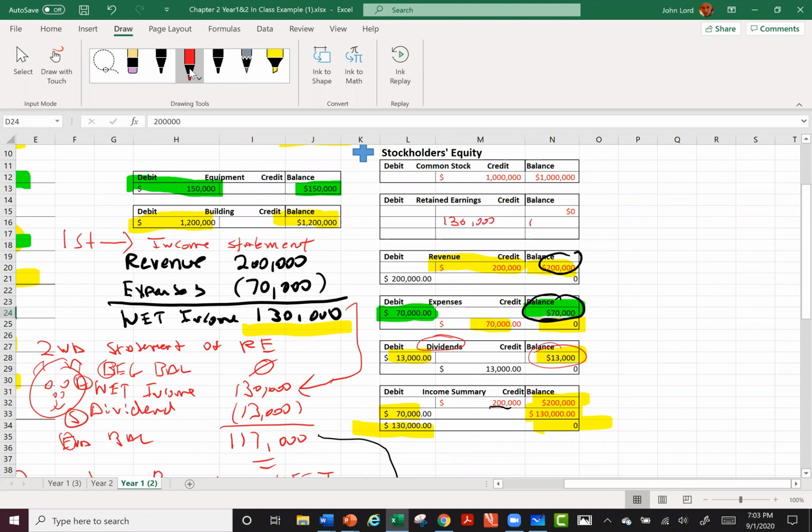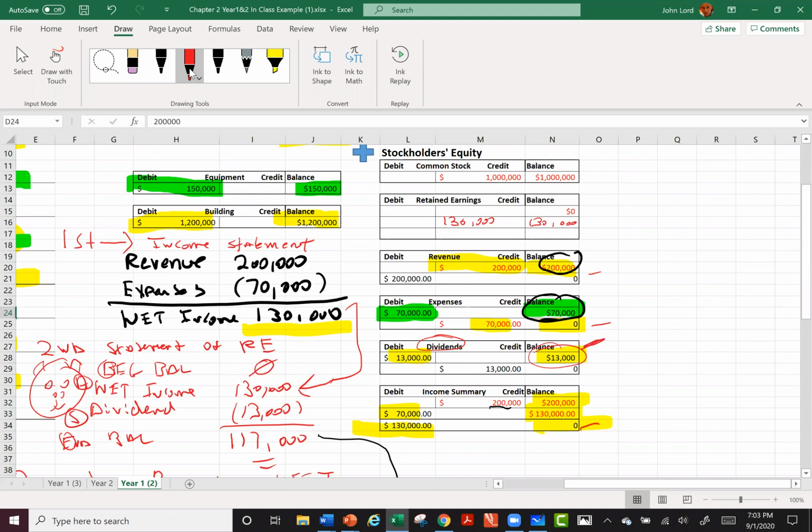130,000. That brings the balance up to what? 130,000. The 130,000, my net income says, thank you. I gave it a ride home, didn't I? It's where it belongs now. It's in retained earnings. Okay. So now my revenue is zero. My expenses are zero because I want to start the new year with zero there. My income summary is zero.